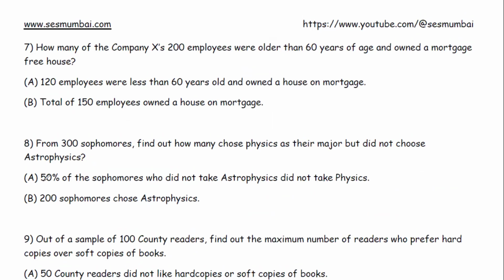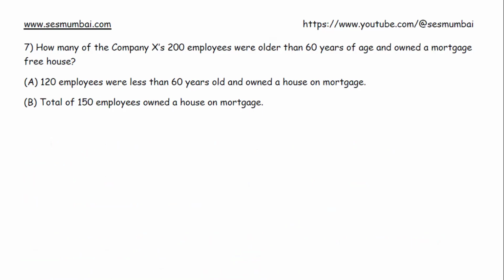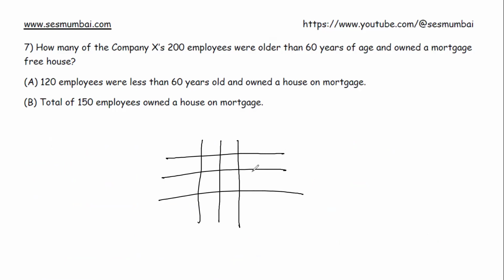How many of the company X's 200 employees were older than 60 years? So now we are jumping to the grid method questions, since we completed 3 circles and 2 circles. What is the grid method? Grid method is just another way to solve 2 circle questions. In the grid method, we need to draw 3 rows and 3 columns, like a tic-tac-toe, and you've got to categorize them correctly.